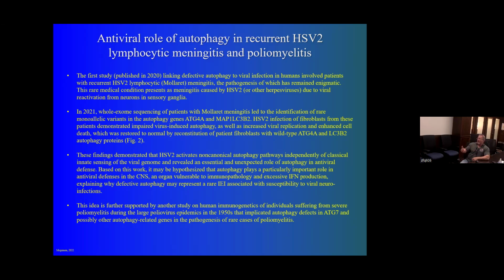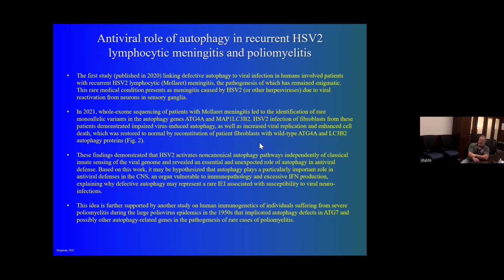And it seems like the virus is just consistently reactivated from the neurons over and over and over and never goes back into that latent phase. So whole genome sequencing was done on these patients, and they identified some very rare genetic mutations in some of the genes that are responsible for this autophagy, this cellular recycling event.